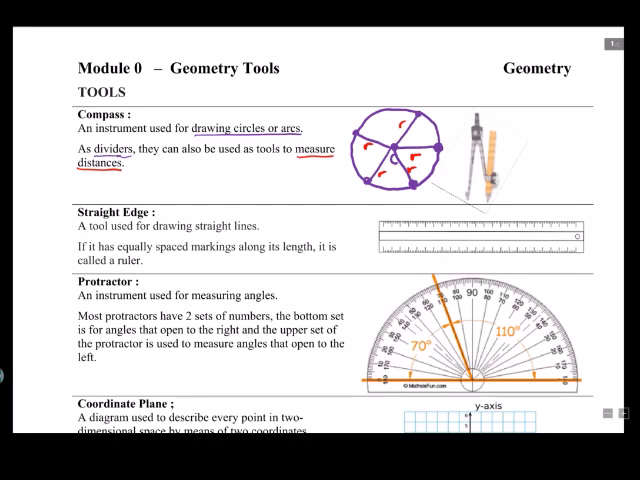Next is a straight edge, and it is used for drawing straight lines. Now, you probably look at this and say, well, that's just a ruler. Now, if you have the equally spaced markings, then yes, it does become a ruler. But we are going to be using our compass to measure these given distances, as opposed to trying to get our ruler to do it, because the compass has a greater variety of how it can measure those distances.